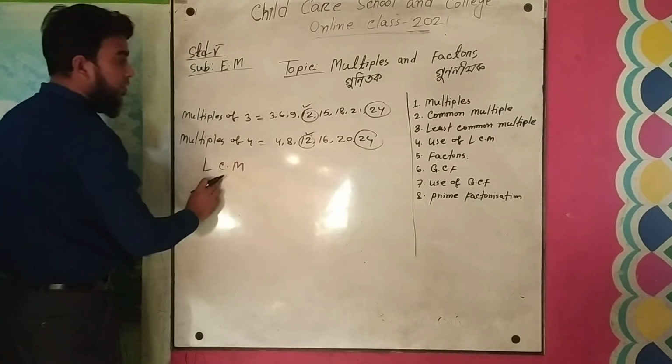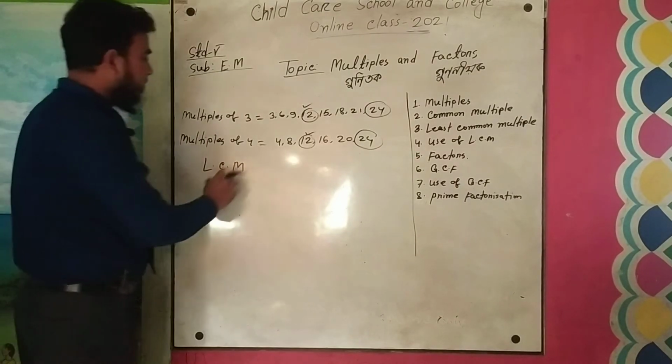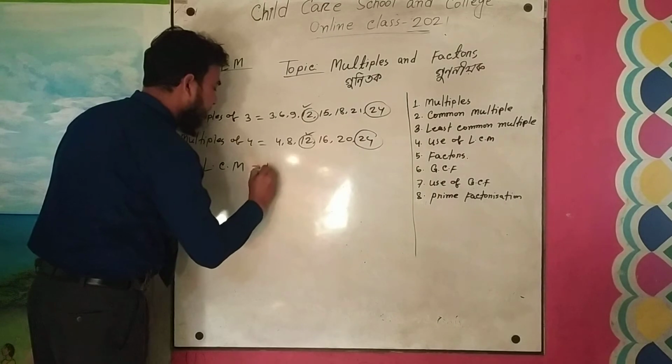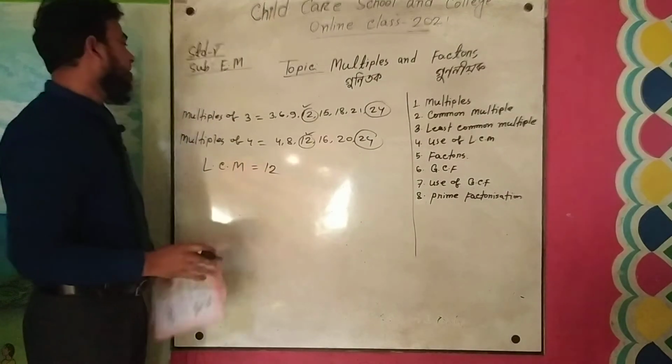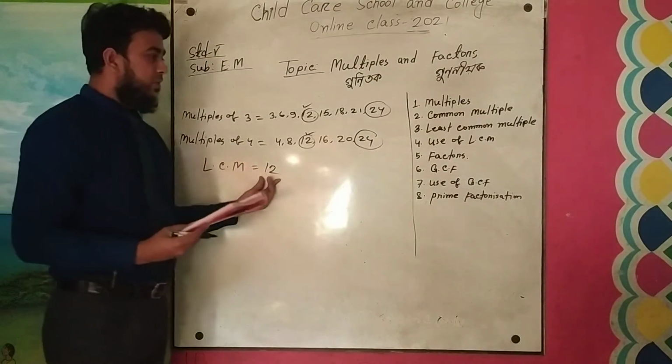L for least, C for common, M for multiple. So here LCM will be 12. So what is the LCM of 3 and 4? This will be 12. Okay.